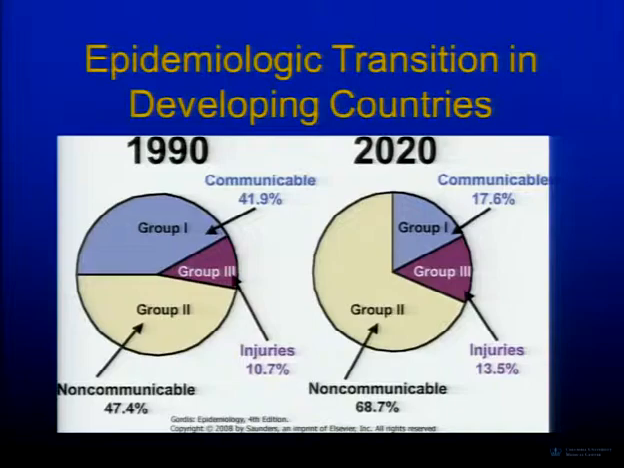So this is something, again, that relates somewhat to the slide I showed you the first time, but this is for developing countries. So remember we talked about how communicable diseases in the United States back in the 1900s were the major cause of death. Now we're at non-communicable diseases. Well, what's happening in developing countries is that in 1990, about 42% of the deaths were related to communicable disease. Now, if you look at that same number, it's dropped down to about 17.5%.